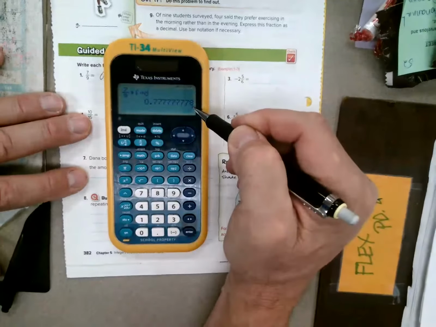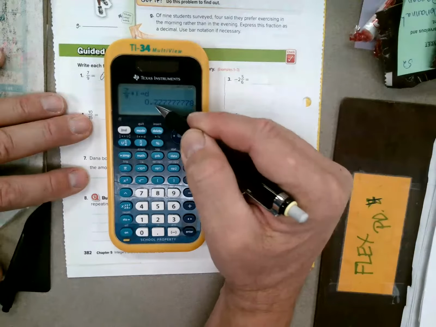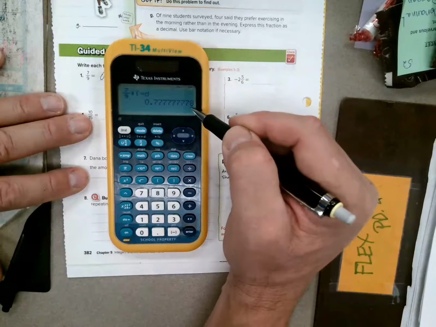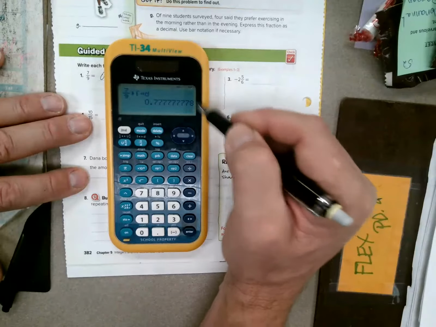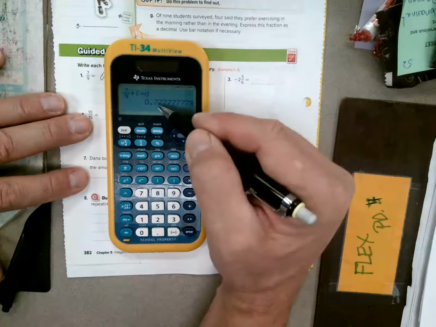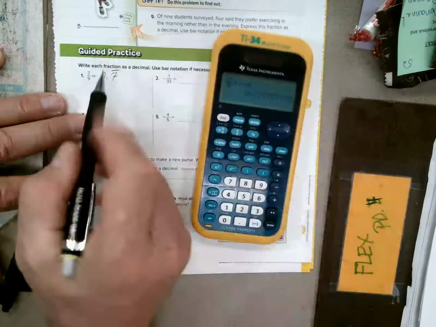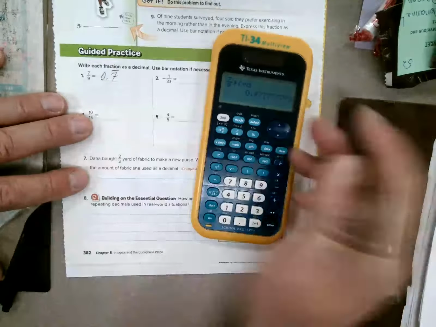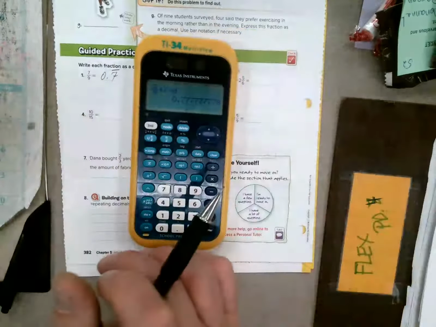It put an 8 at the end, you see. So we went 777, and then it truncated. It rounded for us. We just ran out of digits on the screen. So the answer is 0.7 repeating, but your calculator rounded it at the end, and that's what happened there.